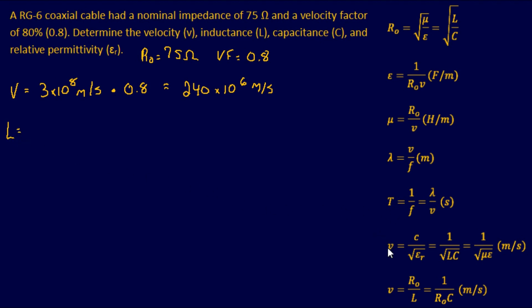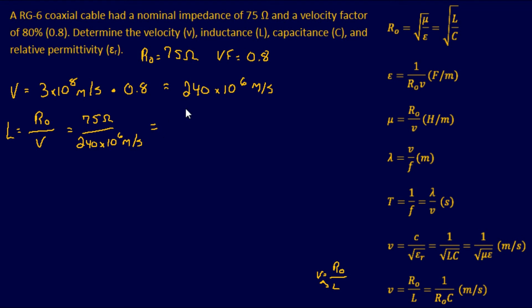Well, look at my equations to the right. I have velocity, I have impedance, now I can find inductance. Since V equals R sub O over L, we could swap those two around, and it will give us L equals our impedance over velocity. Well, it's pretty simple. So it's going to be 75 ohms over our new velocity, which is 240 times 10 to the 6 meters per second.